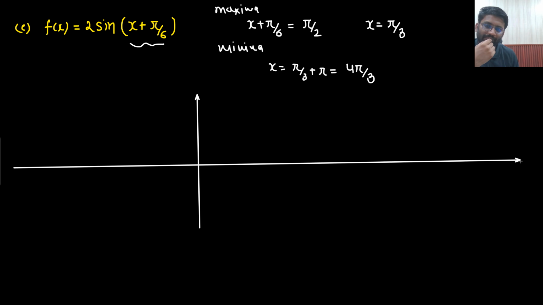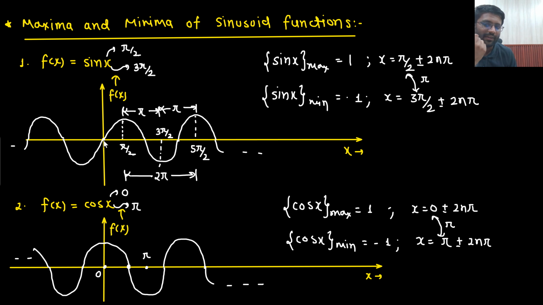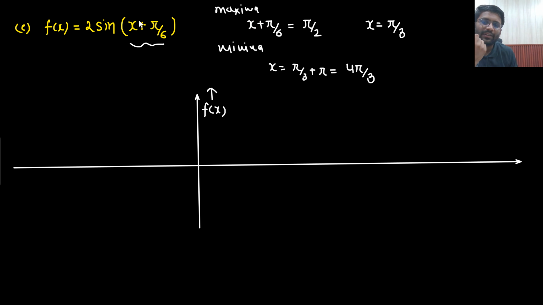Can you draw the graph? At x equals minus pi by 6, what will be the value? Sine 0. Basically sine 0 was occurring at x equals 0, but at x equals minus pi by 6, what will you get? Sine 0 only. So here you will get sine 0 at x equals minus pi by 6. Right? And then this is how the graph would go.